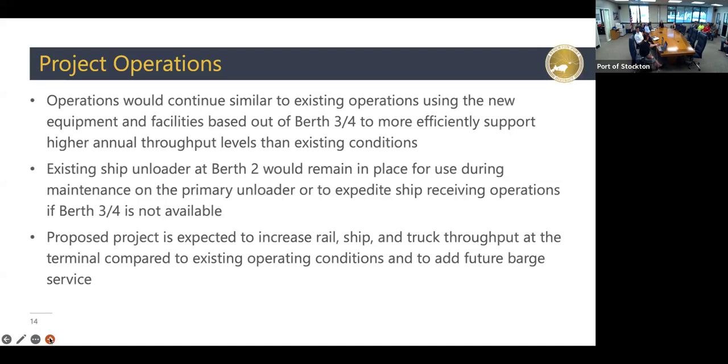The existing ship unloader at berth 2 would remain in place and have the capability to deliver cementitious materials to any of the 7 storage structures. Though the primary unloader will be at berth 3-4, the existing ship unloader at berth 2 would remain in service for operation during maintenance on the primary unloader or handling equipment, or to expedite ship receiving operations if berth 3-4 is not available. The proposed project is expected to increase rail, ship, and truck throughput at the terminal compared to existing conditions. Barge service is also anticipated to be added.